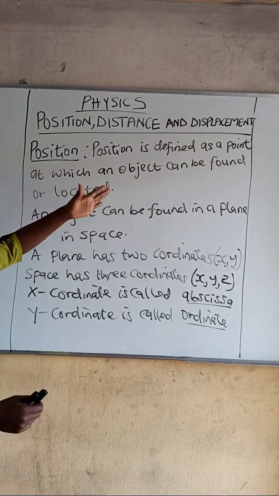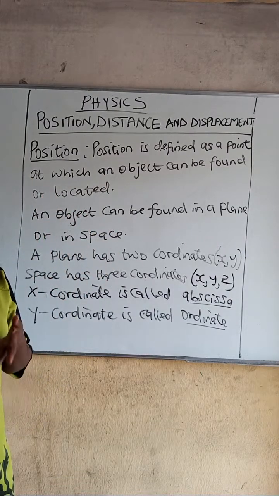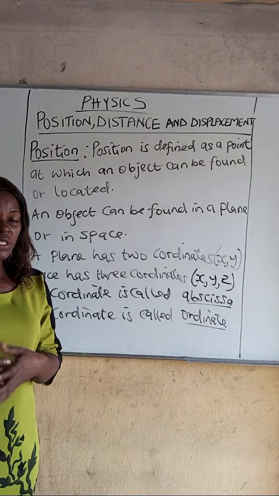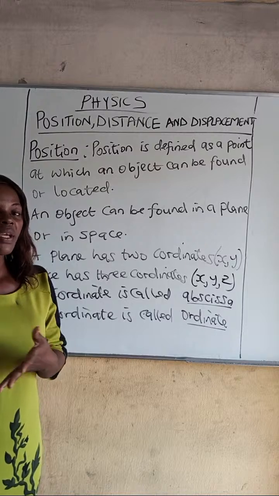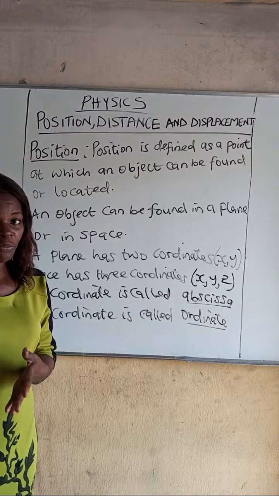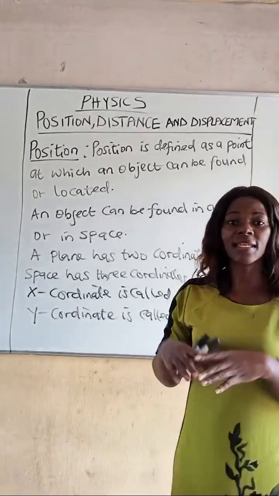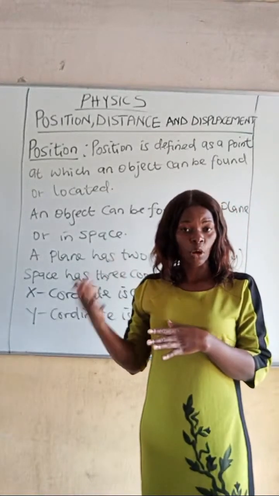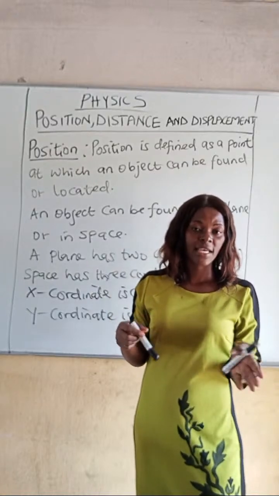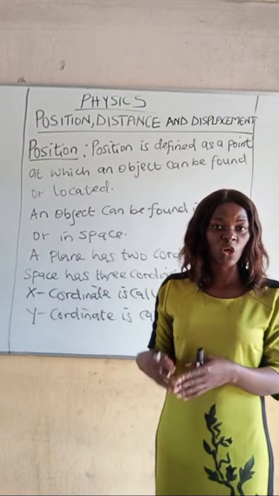Position is defined as a point at which an object can be found or located. And I said, if you're able to know the location of an object, that means you already know the position. And I also said we can use a bearing method, which is the four cardinal point method, to locate an object. For example, using north, east, south, and west. If the angle is noted, we can easily use it to get the position of an object.